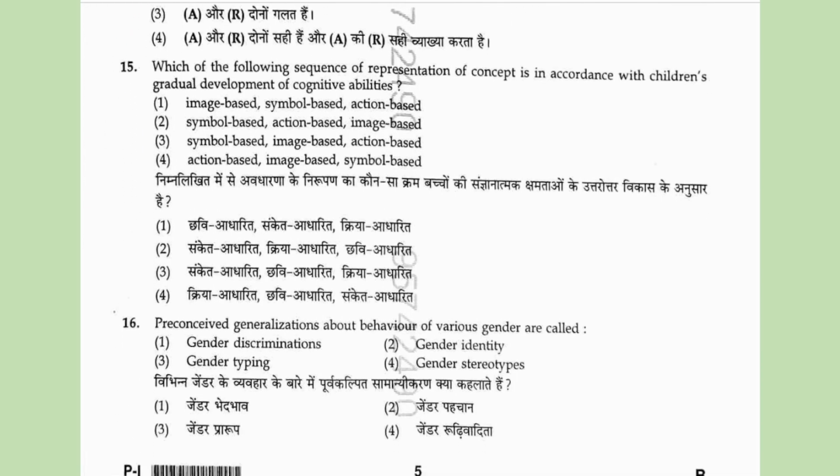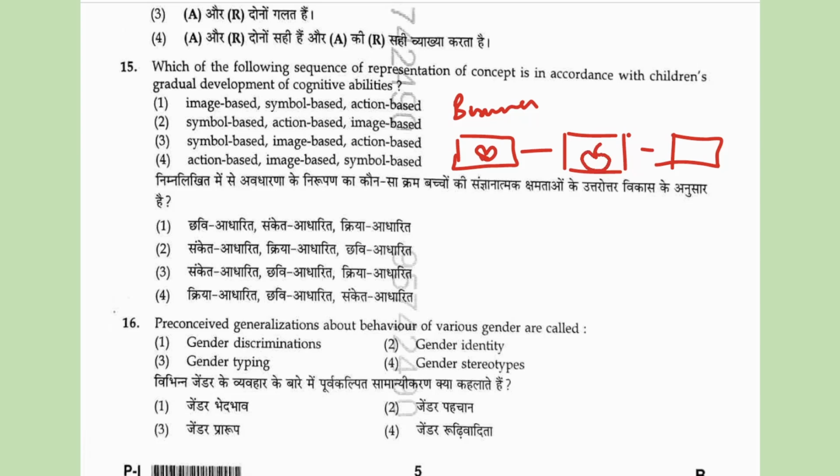Which of the following sequence represents the modes of representation of content? So this is based on Bruner's theory, where first the child will learn through actions, then he will have an image, and then he will have a symbol. So first he holds things and realizes this is an apple, then he can see a picture, and then he can see the symbol, which is apple. So it is action based, image based, symbol based.